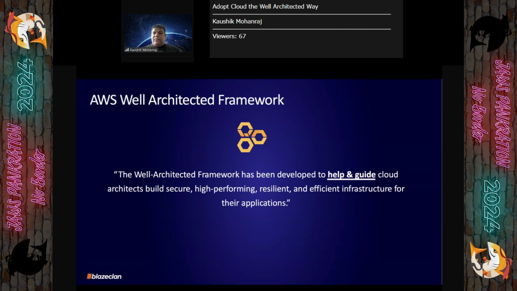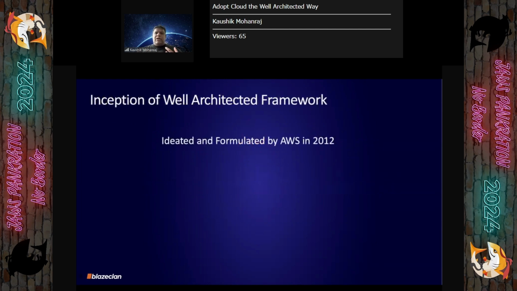The well-architected framework has been developed, and I quote this from the AWS website, to help and guide cloud architects like you and me to build a secure, high-performing, resilient, and efficient infrastructure for any application that we are going to host on a cloud environment. This is something that you can use even in the way you develop across any platform that you use. So it's a very generic idea.